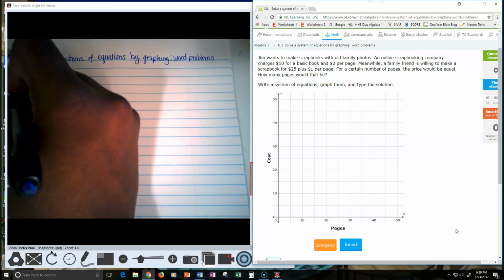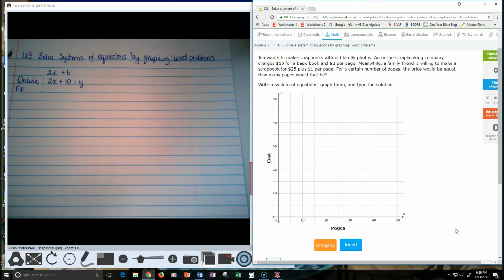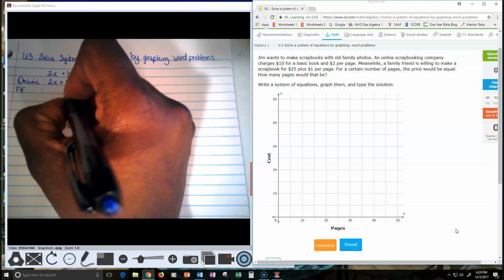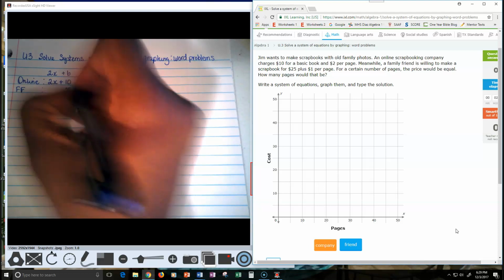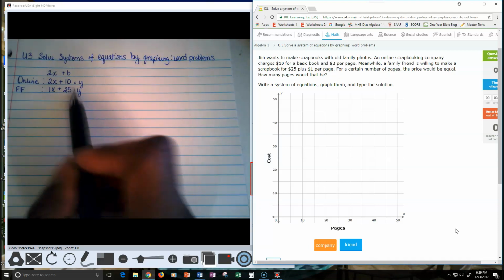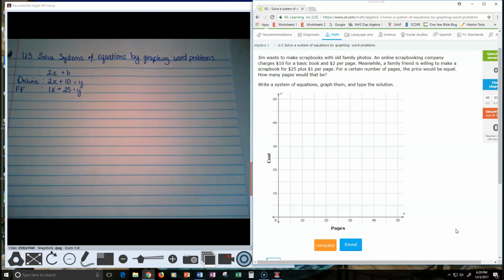And then our family friend, I'm going to put FF for family friend. They said, hey, don't worry about it, I got you. You pay me $25 to start with, and just pay me $1 per page. So that's the two equations that we have there. Now we're just going to graph them.